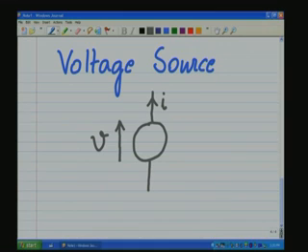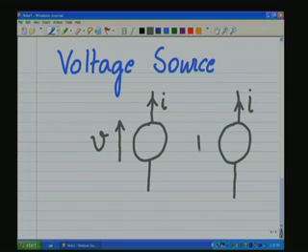It is also represented in a slightly modified manner in many of the literature. Voltage source, instead of the arrow, plus and minus marks are used. It does not indicate that this is always positive with respect to this, but what it indicates is that measurement of this terminal voltage is done with respect to this. Okay. So this is the symbolic representation of a voltage source. How do we represent a current source?